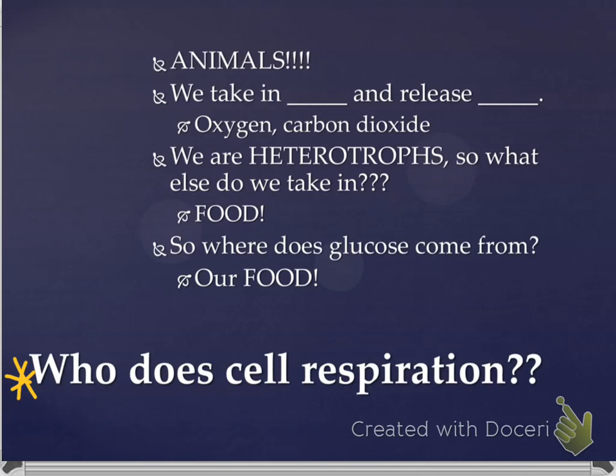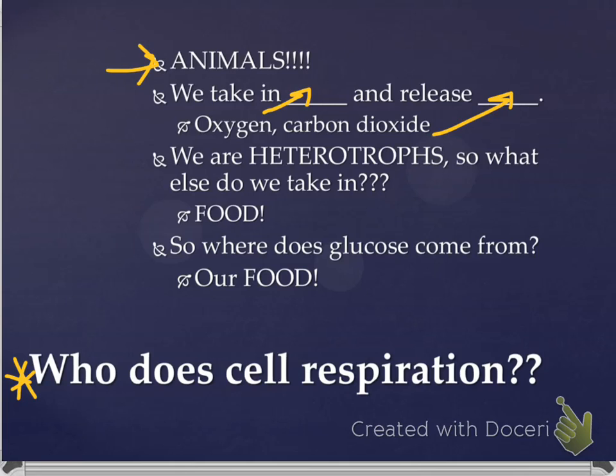the bottom. So who does cell respiration? Animals. Plants do it a little bit, but in terms of this class, we're mainly going to talk about animals doing cell respiration. So we take in oxygen and we release carbon dioxide. So we just finished talking about plants, which take in carbon dioxide and they release oxygen as a byproduct.